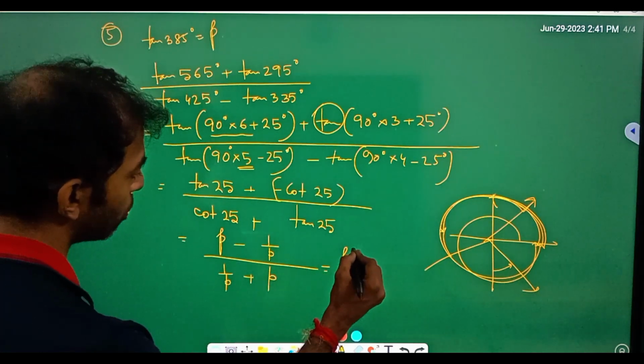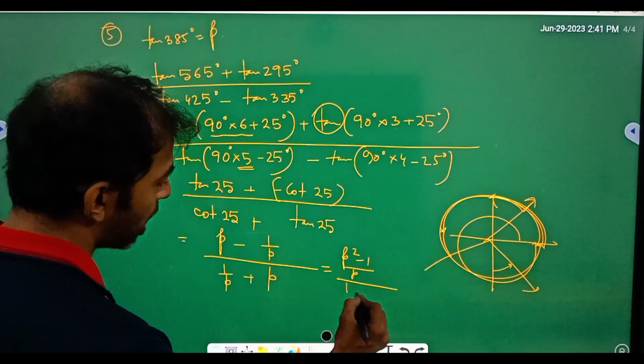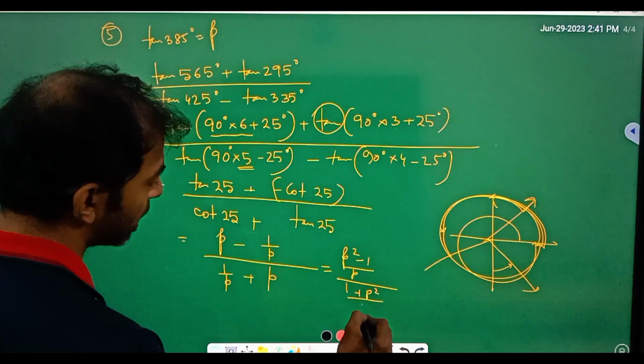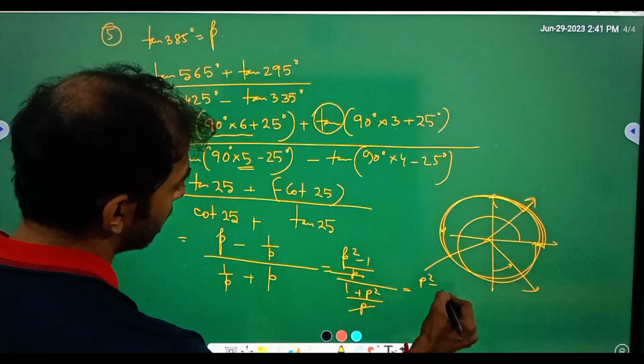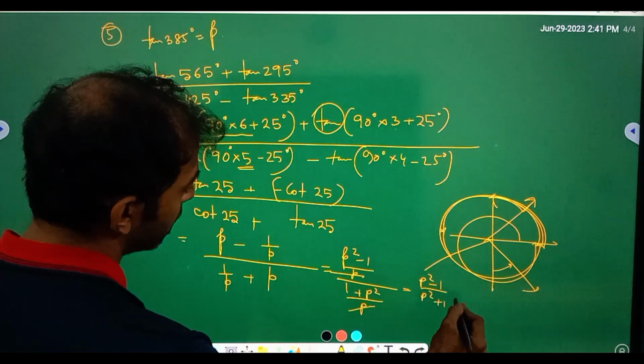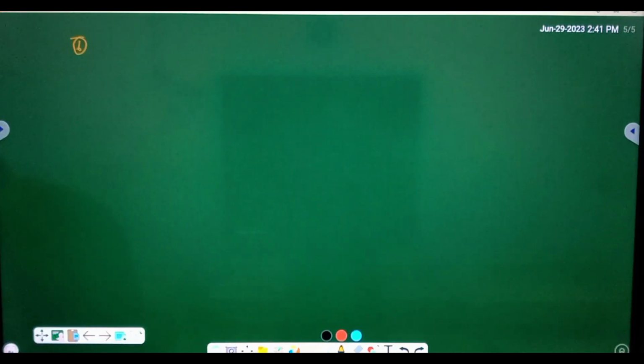So cot 25 is 1 by P and tan 25 is just P. So the total result will be P square minus 1, divided by 1 plus P square, all over P. P cancels each other. So the result will be P square minus 1 divided by P square plus 1. That's our fifth problem. After that, I'm moving on to the next problem. That's our sixth problem.